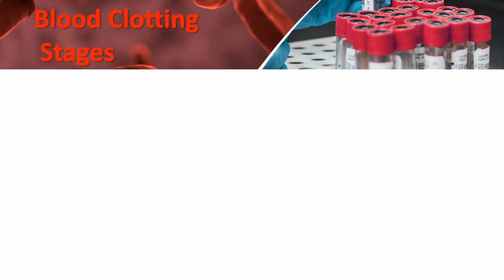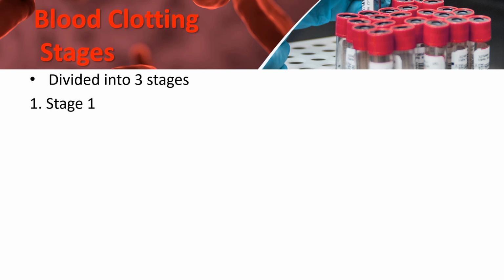Clotting is a complex cascade of enzymatic reactions in which each clotting factor activates many molecules of the next clotting factor in a fixed sequence. Finally, a large quantity of product, which is the insoluble protein fibrin, is formed. Clotting can be divided into three stages.